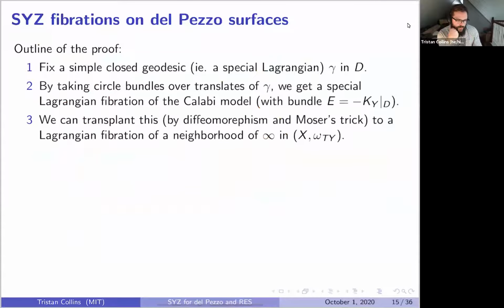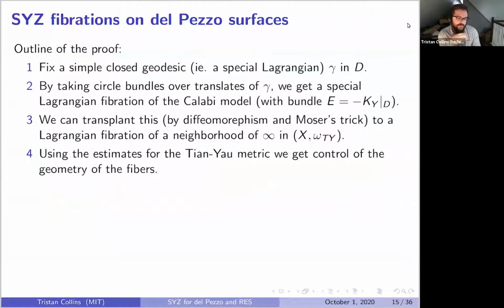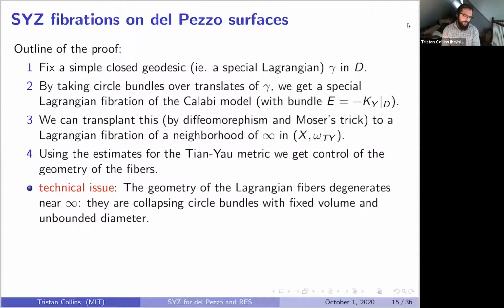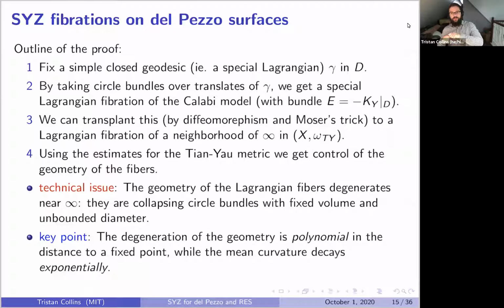Okay, so then the idea is to try to correct this model SYZ fibration to a genuine SYZ fibration. And the first thing you need to do is understand how quickly the Tian-Yau metric converges to the model geometry. So once we understand that, which we do thanks to work of Tian-Yau and Hein and others, we get good control of the geometry. Now, of course, as you go further out in the manifold, as we said, these cylinders are getting very, very small and very, very long. So the geometry is degenerating in a sense. So they're collapsing circle bundles with fixed volume and unbounded diameter. But the rate at which the geometry degenerates is polynomial in the distance from a fixed point. So the geometry degenerates like a polynomial. I mean, you could make that precise, but let's just take that as a slogan.